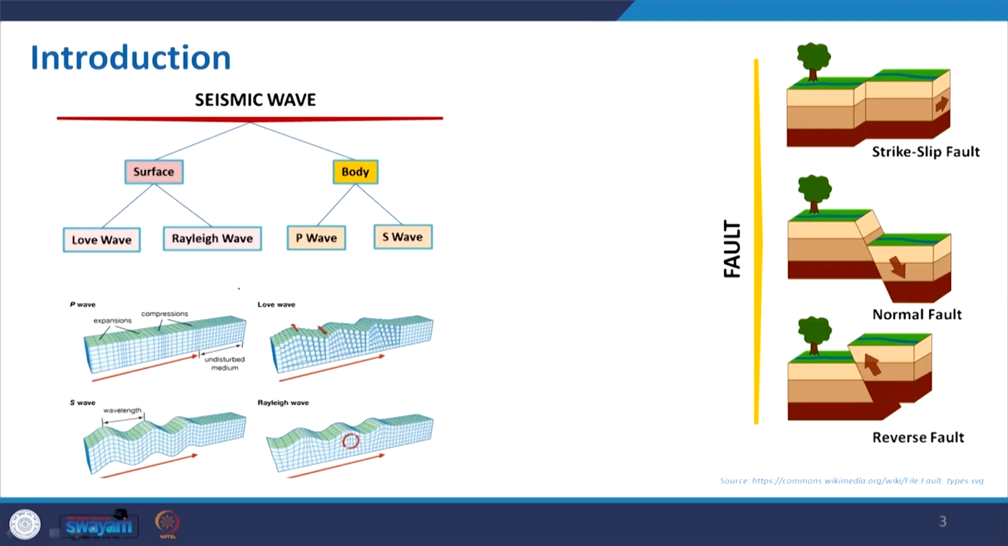Coming to the waves, as I already explained, when the depth is more, the wave will also propagate and span over a large area. Basically, seismic waves are classified into two categories, one for the surface and one for the body. The body has two types of waves, the P wave and the S wave, as you can see in the slide, whereas the surface waves can be Love waves or Rayleigh waves. So, let us understand what exactly that is.